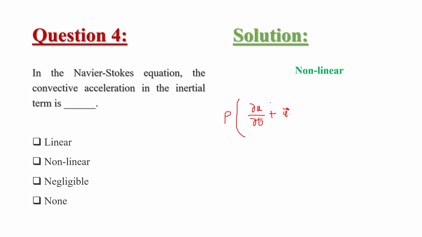Let us start with the first question. An ideal fluid is defined as the fluid which, and the options are: is compressible, is incompressible, is incompressible and non-viscous, and has a negligible surface tension. So which of these options will be correct?